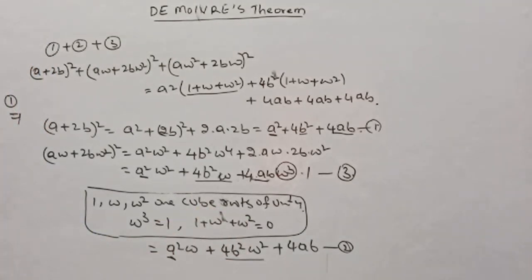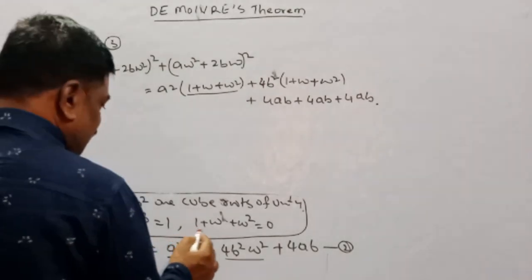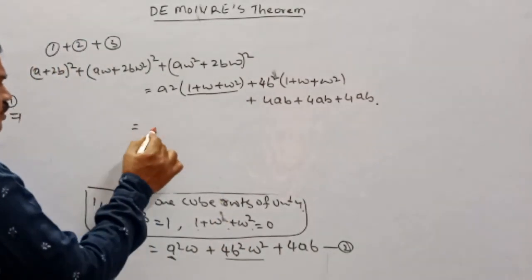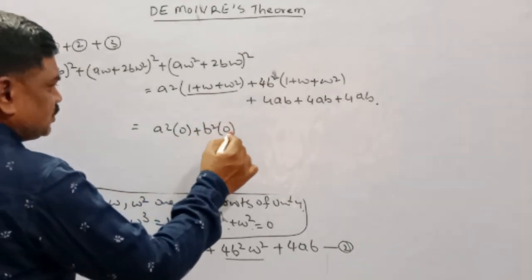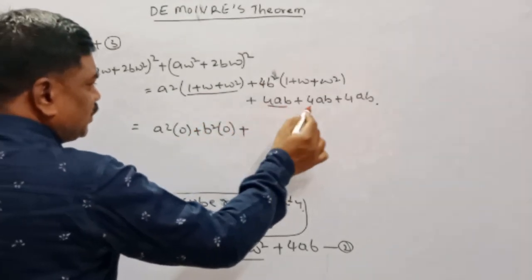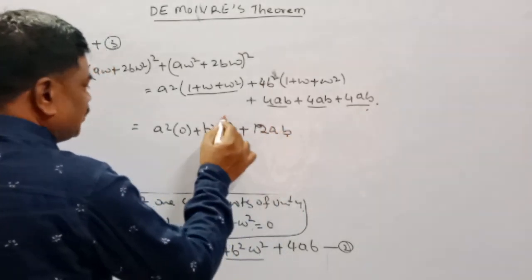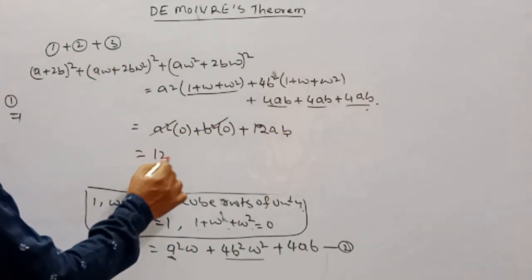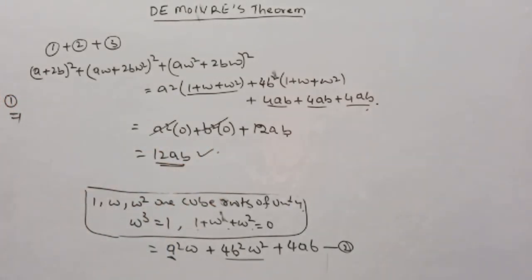So what is 1 plus omega plus omega square? It is equal to 0. So we can write it as a square into 0 plus 4b square into 0 plus 4ab plus 4ab plus 4ab, which is 12ab. 12ab is the answer. Okay, that's all. Thank you.